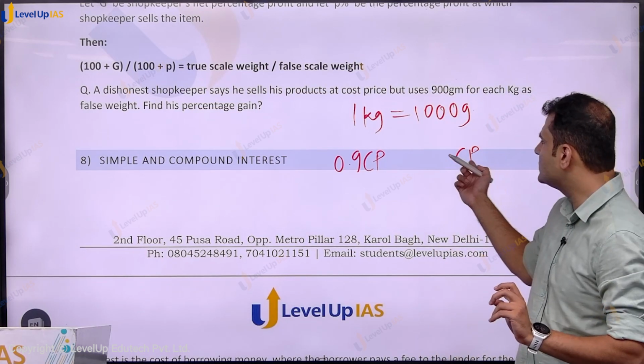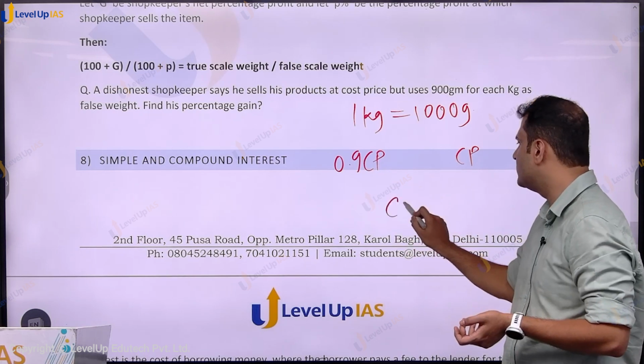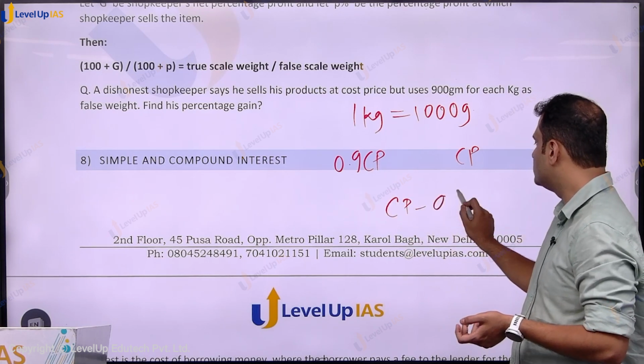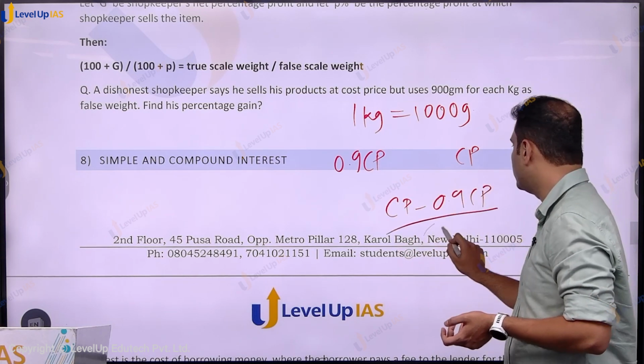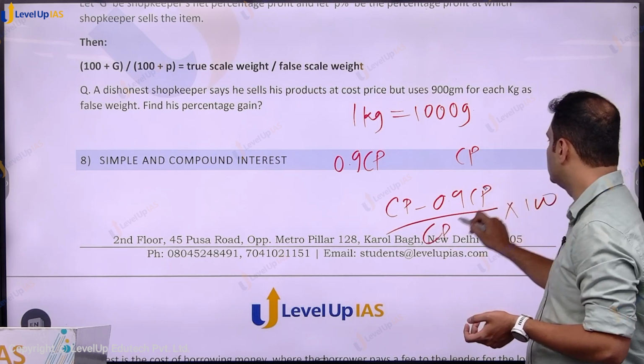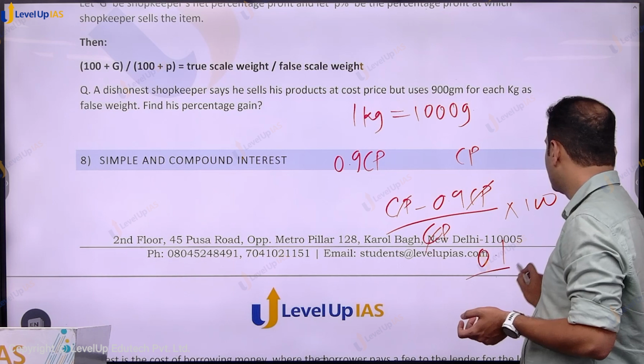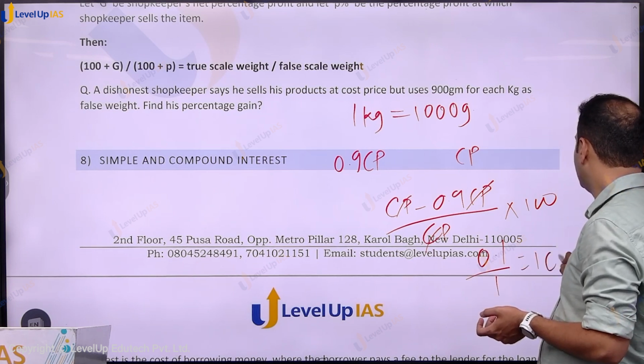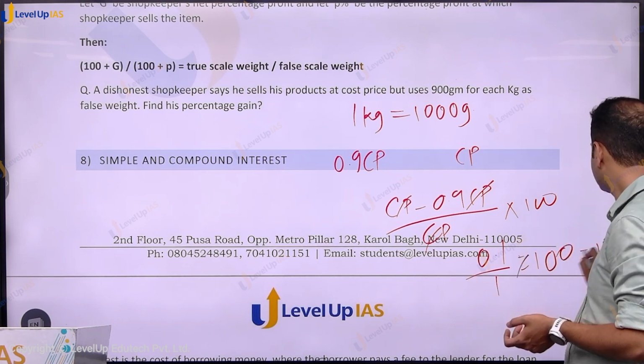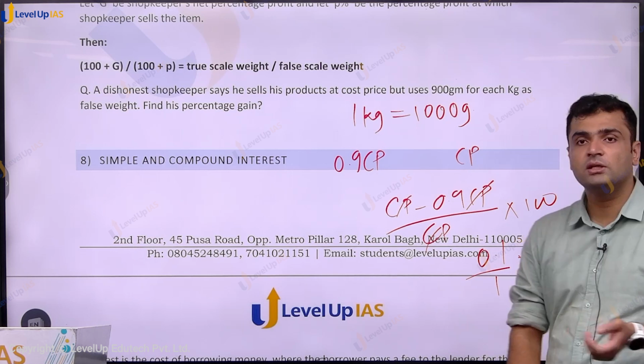So this is the SP, this is the CP. What is the percentage profit? CP minus 0.9 CP divided by CP into 100. CP will get cut. It is 1 minus 0.9, 0.1 divided by 1 into 100, which is 10%. This is the percentage profit.